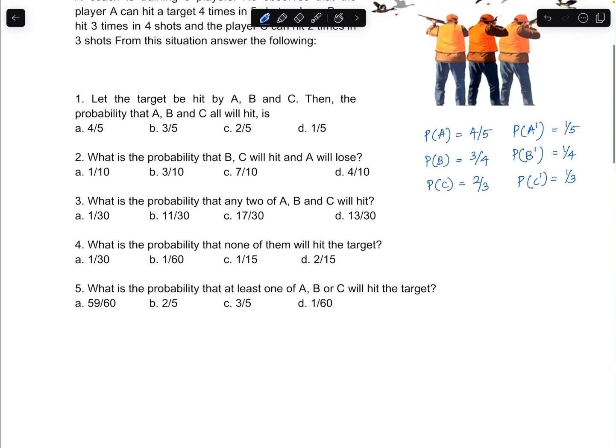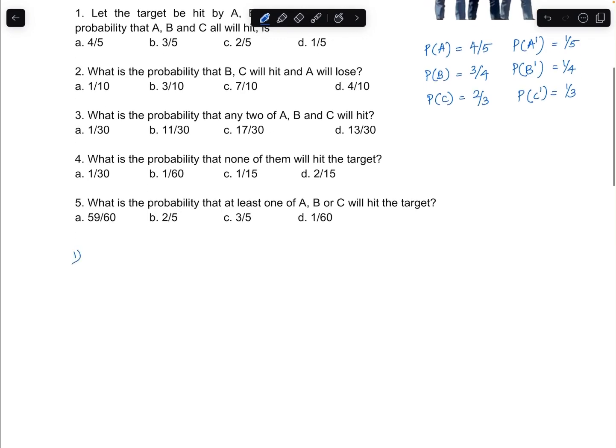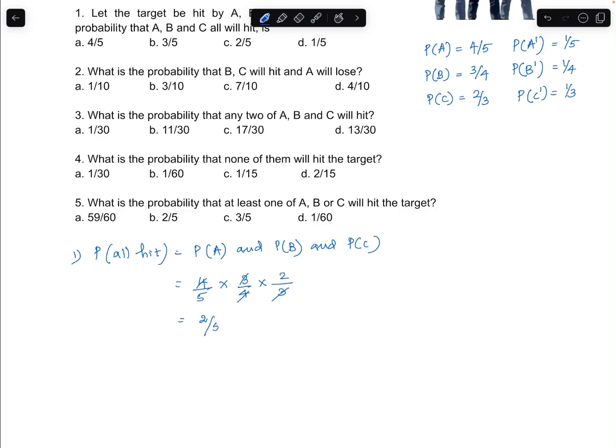Question number 1. Let the target be hit by A, B and C. Then the probability that A, B and C all will hit, probability of all hit, is equal to P of A and P of B and P of C, which is 4 by 5 into 3 by 4 into 2 by 3, which is equal to 2 by 5.